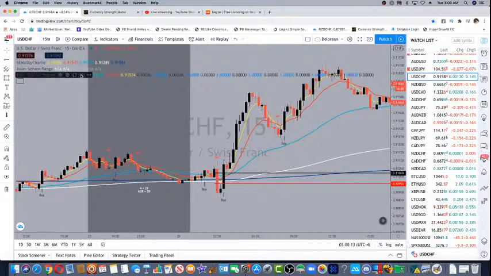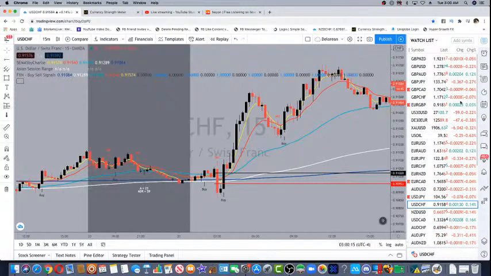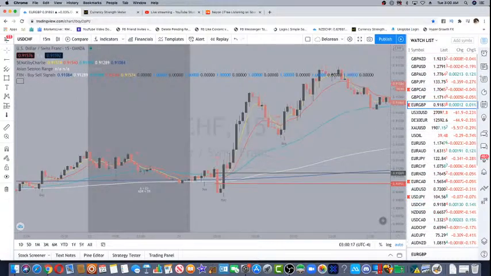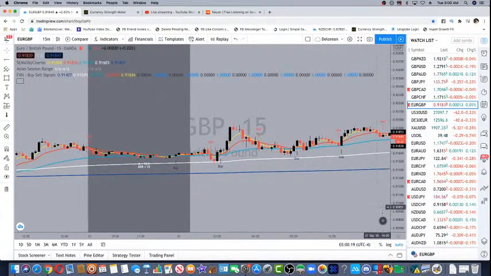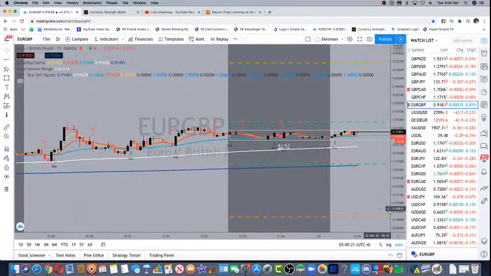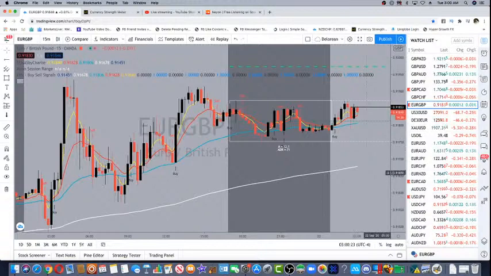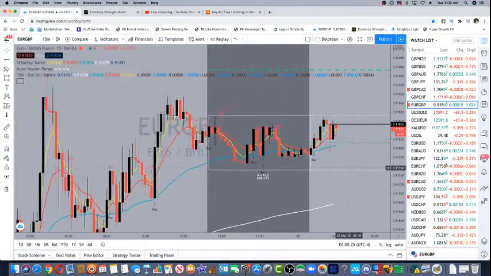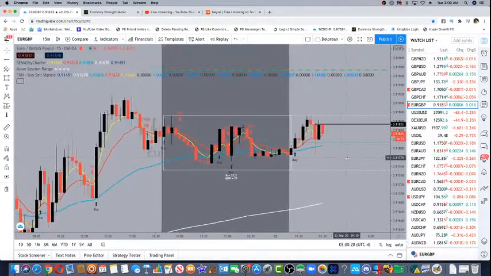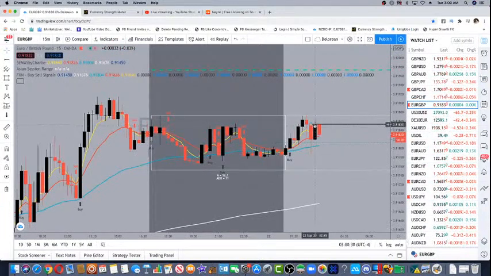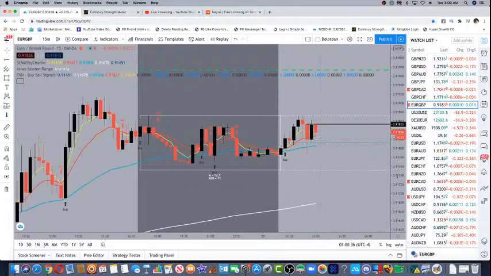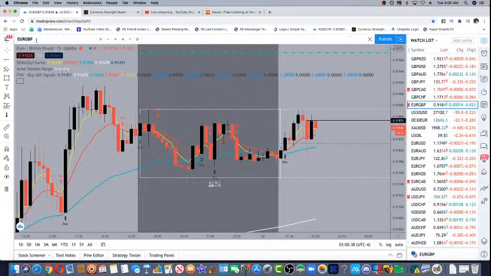Oh, hold on. We gotta check something. Let's see what EG did. Oh, let me see. It was right there. It didn't close above. If it would have closed above, I'd have been entering this trade. But I still think it's gonna go up. It might not get there.